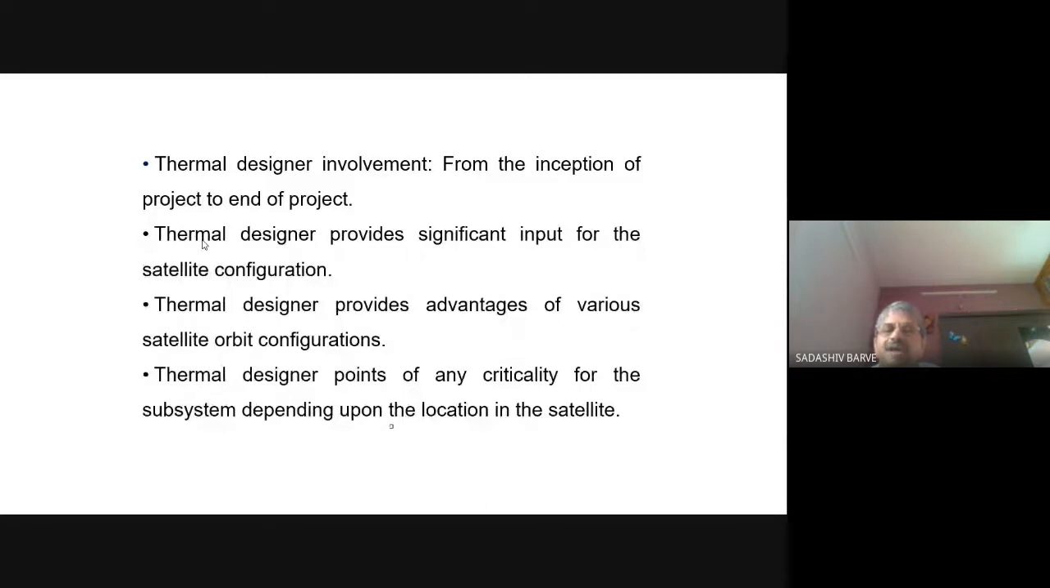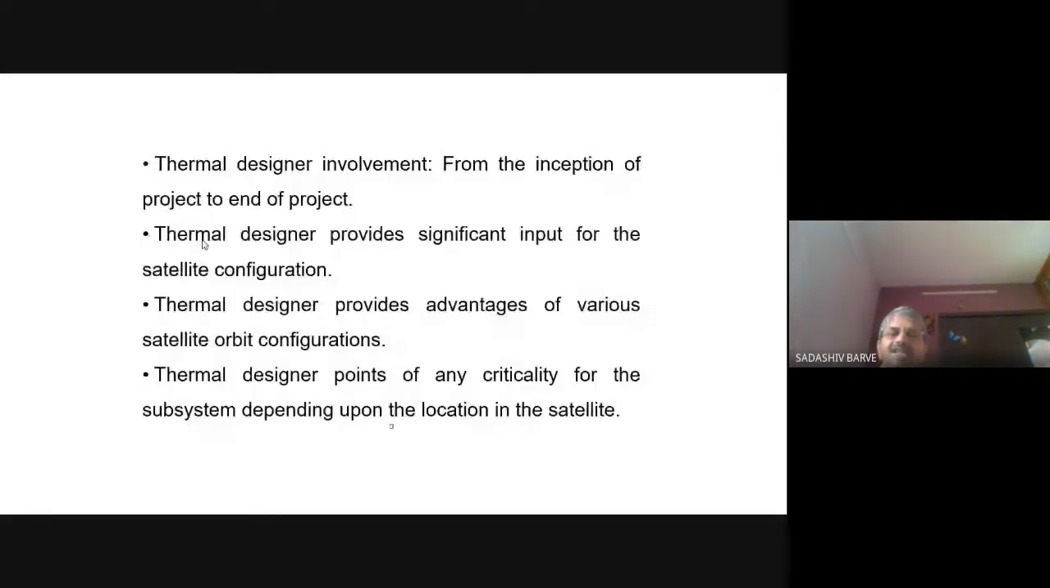See, for example, there are certain objects like a gyro. Now, for a gyro, absolute temperature is important, but much more important is its temperature variation. So we need to put a subsystem like a gyro at a certain location only, so that its temperature variation during an orbit is as minimal as possible. Because if the temperature variation is more, then stability and the feedback it gives are significantly affected. So these are some of the parameters.